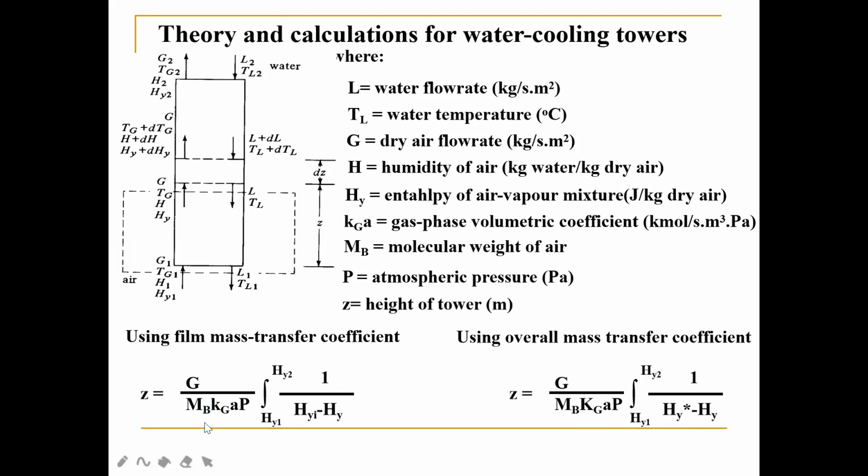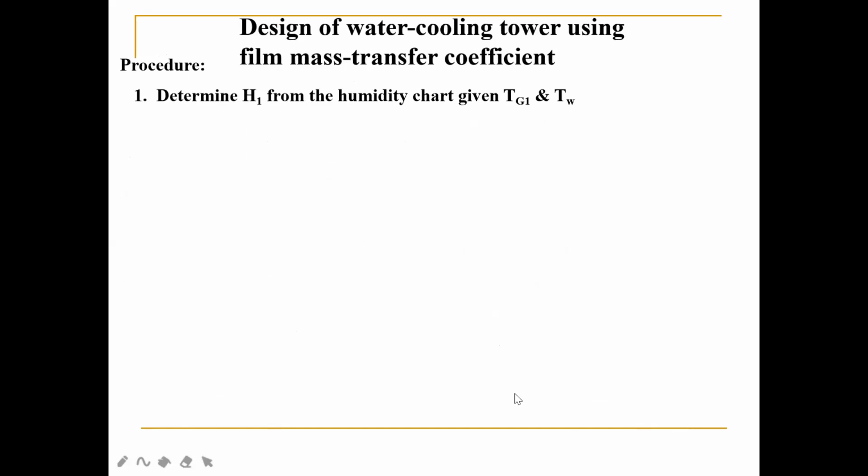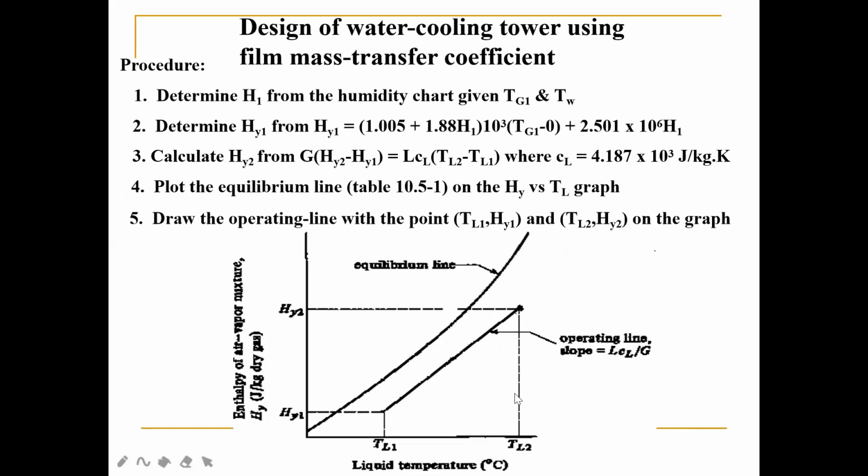So G, MB, KG, A, and P are all constant. What changes are only the values in the integral. The hard part is to determine this number and also that number, because this requires calculation of the area under the curve. But you don't have to worry about this. These are all constant. So let's look at the procedure for you to calculate or design a cooling tower.